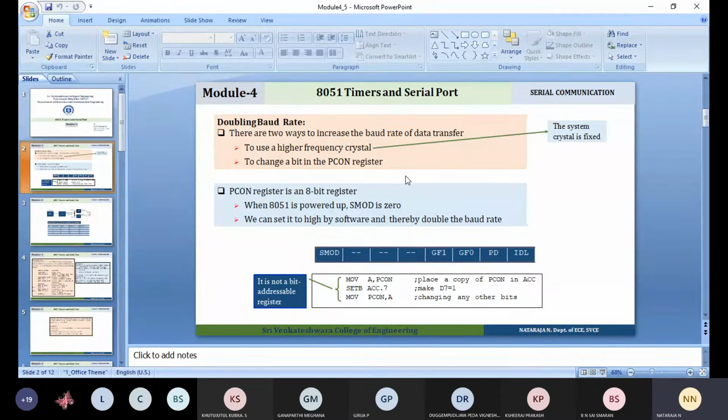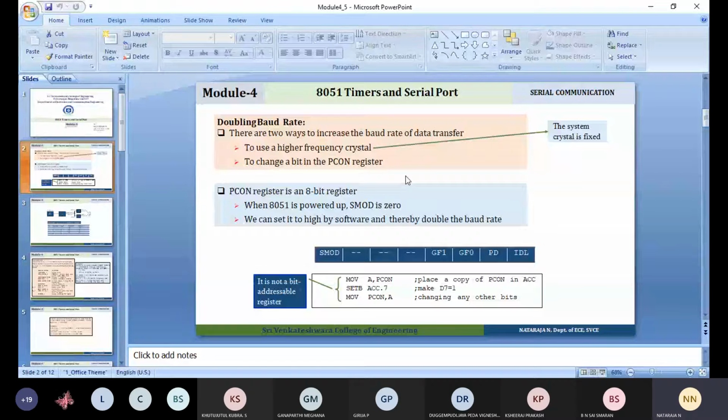Option one is not feasible in many situations since the system crystal is fixed. Why? Because in the 8051 that we use with the IBM PC, 11.0592 MHz is fixed. That is why we cannot use it. It is an important thing because we are dealing with the crystal frequency. The new crystal may not be compatible with the IBM PC serial communication port baud rate. It will not be matched. That is why we are not going to use option one. Hardware is not suitable to double the baud rate.